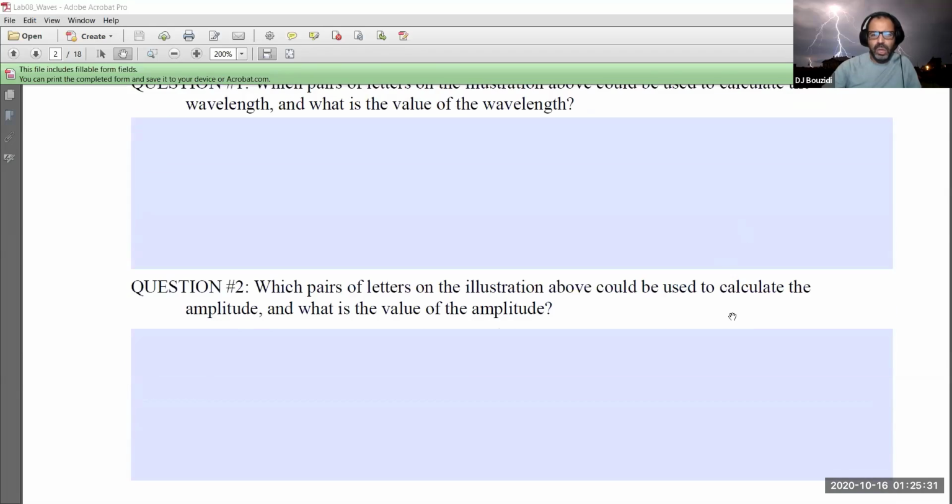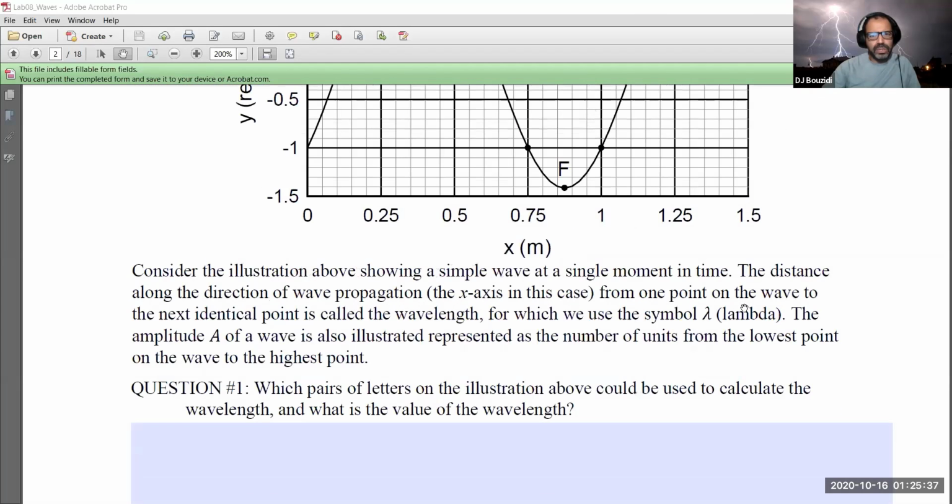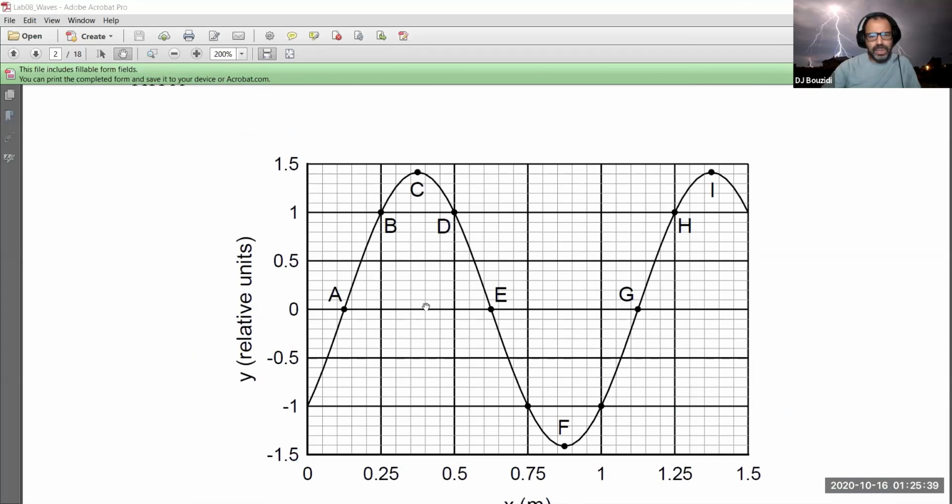Question 2. Which pair of the letters above could be used to calculate the amplitude? That's another thing I didn't talk about. The amplitude is the distance from the origin to the maximum point or to the minimum point. That is your amplitude.